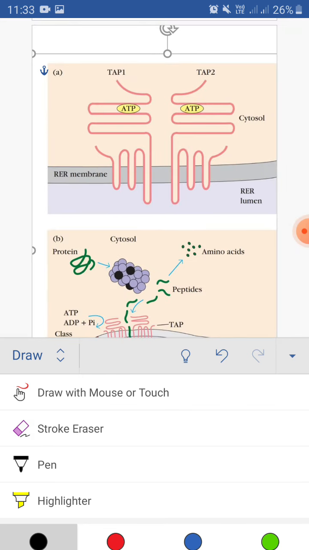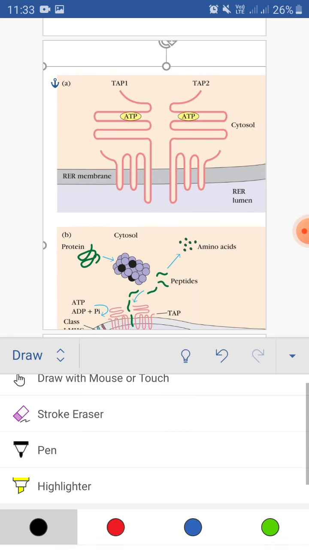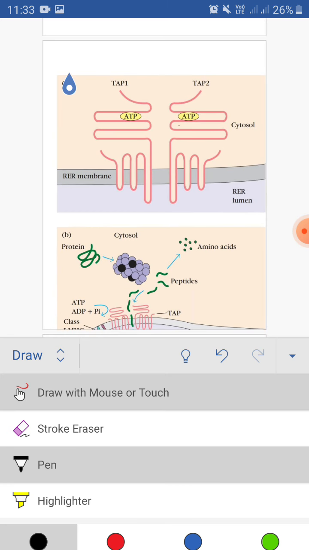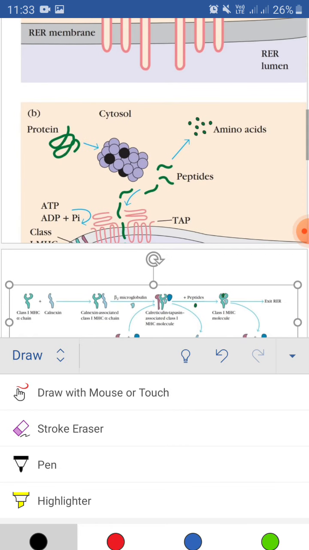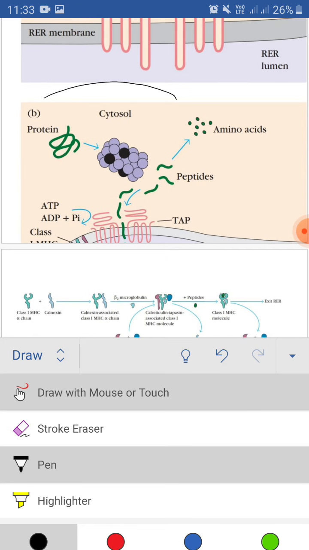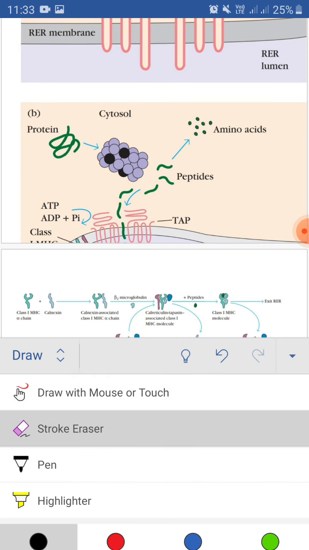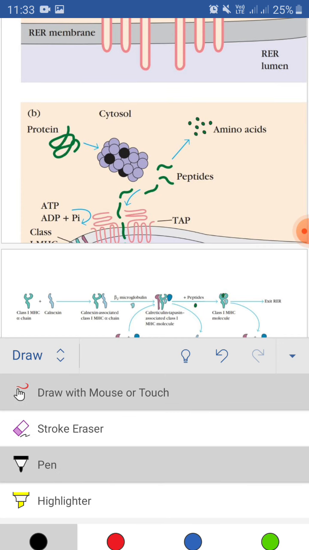This is the processing pathway, showing how the peptide is generated for the MHC class 1 molecule. In the middle picture you can see this one, the protein. The MHC class 1 molecule presents self antigens, self proteins, for example cyclin, which needs to be degraded after the cell cycle is completed.